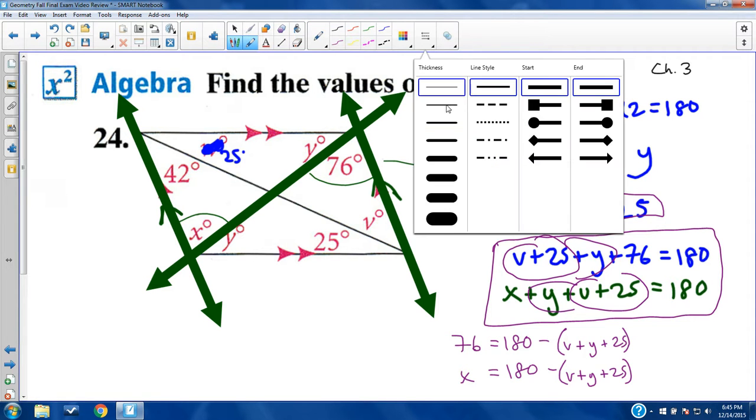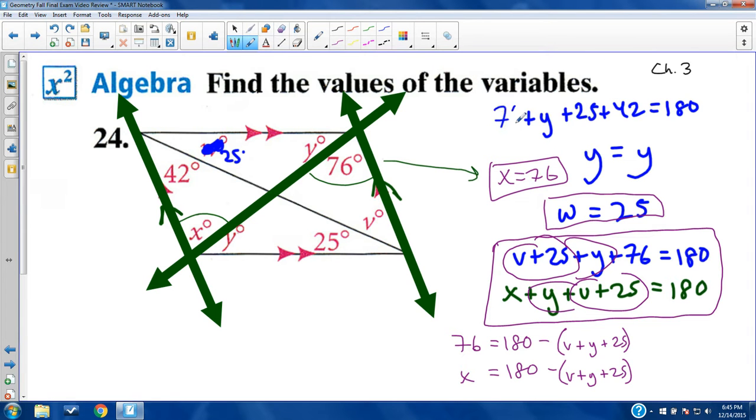Now it looks like I could actually solve for y, because all this stuff is now separated in such a way where y is all by itself. All these values are different. Okay, so let's see. We're going to get 25 plus 42, which is 67. 67 plus 76 is 143, I think. So 143 plus y equals 180. Whoa, subtract to get y equals 37. Okay, so there's 37 now.